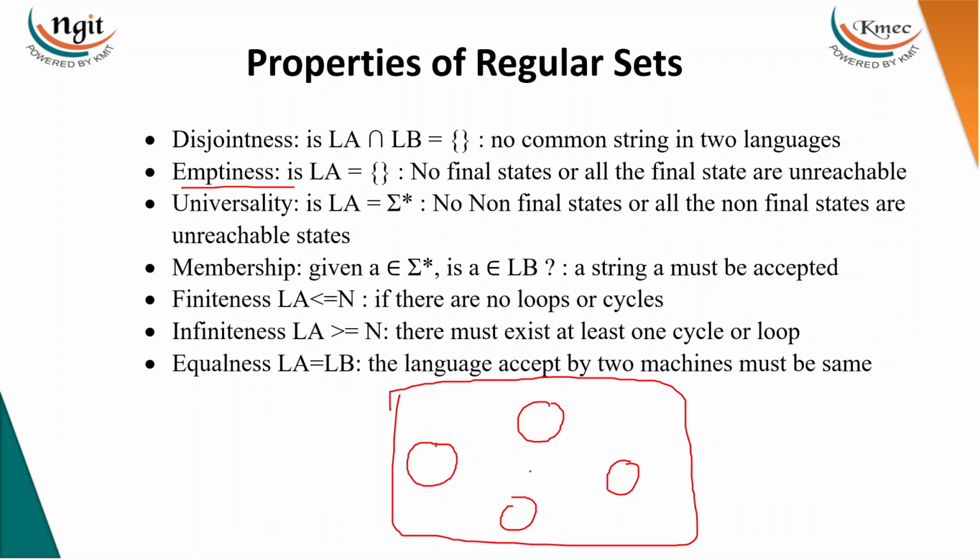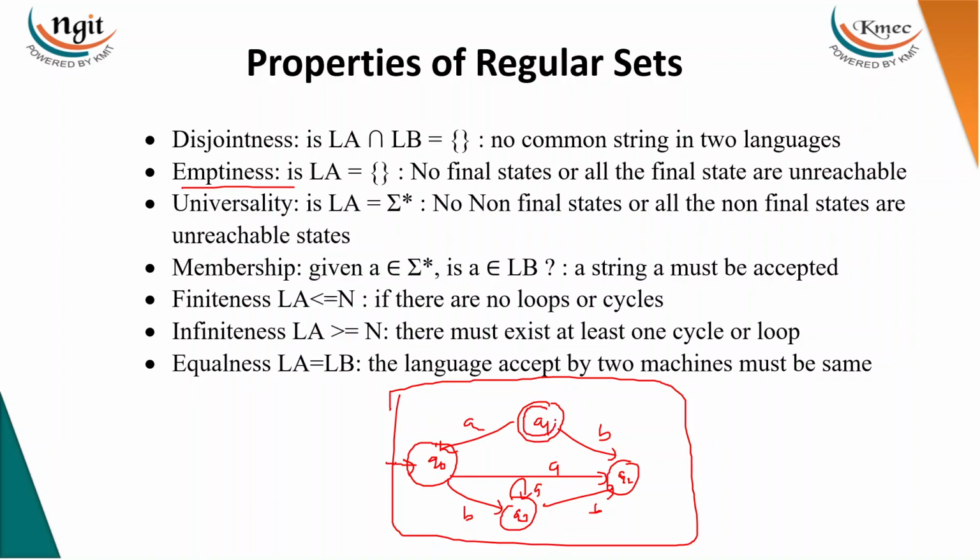If there is no final state, then no string can be accepted. Assume you have an automaton like this: Q0, Q1, Q2, Q3, with transitions on A, B, A, B, A, B, something like this. If this is a final state, I can say that A is accepted, BB is accepted, BAB accepted, BAAB. If there is no final state, nothing is going to be accepted, right?